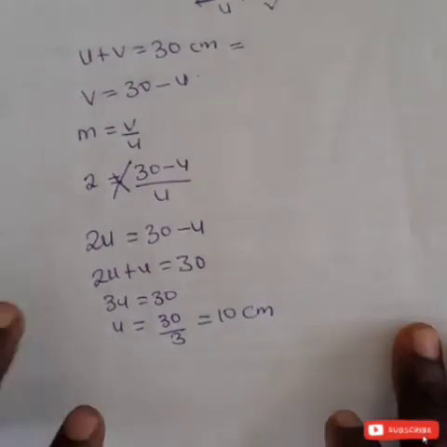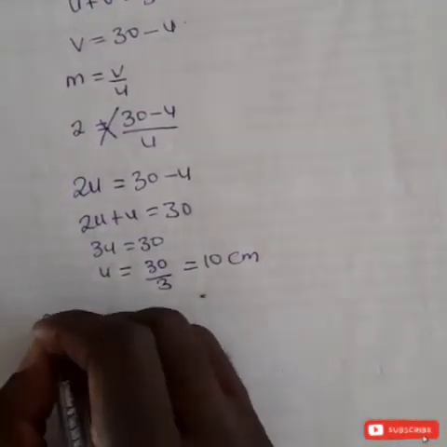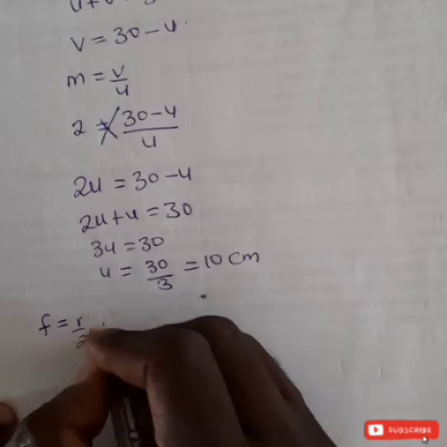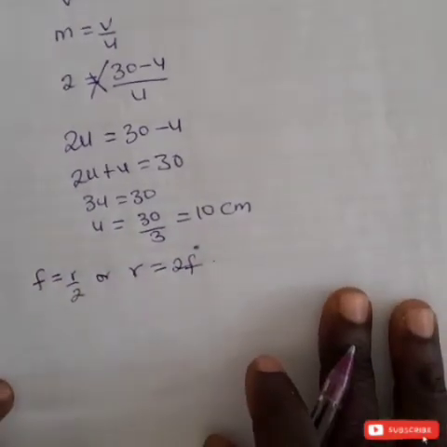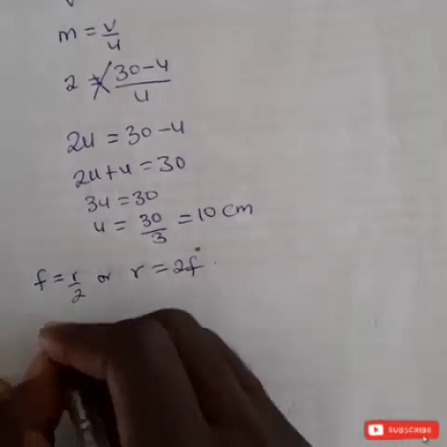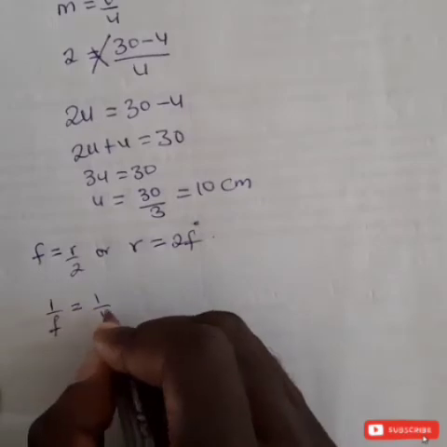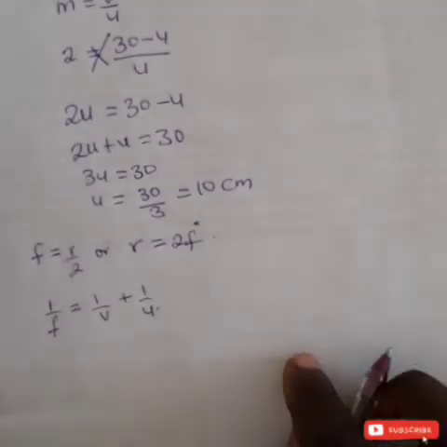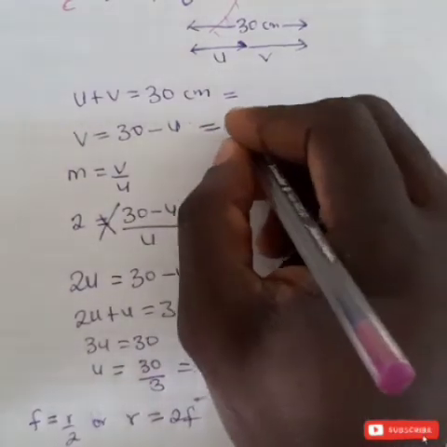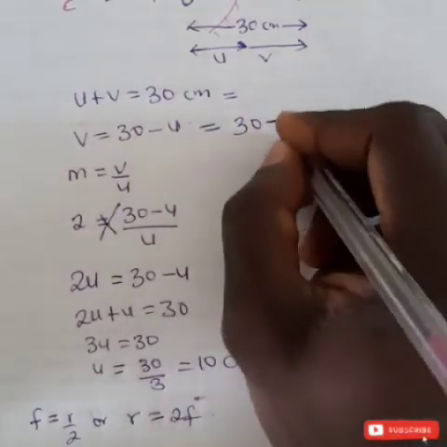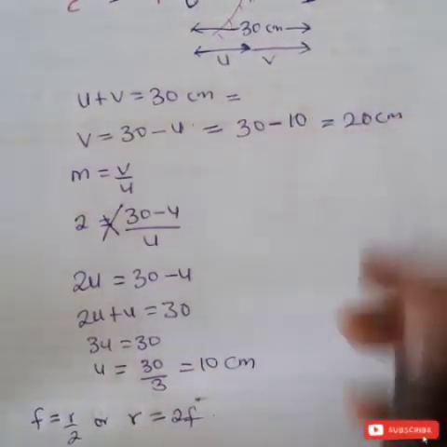Then the B part, they said we should determine the radius of curvature of the mirror. We know that F equals R over 2, or the radius of curvature is equal to 2F. So we are going to calculate the focal length. The mirror formula is 1 over F equals 1 over V plus 1 over U. So we are going to calculate the value of V. From here we can see that V is equal to 30 minus 10, because U is 10 cm. So that will give us 20 cm. So we're going to place this here.